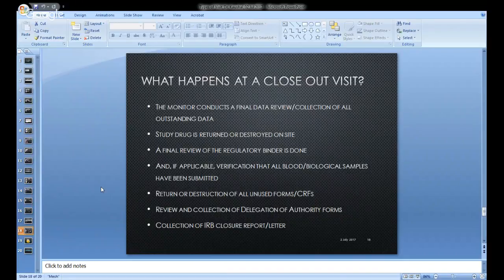Study drug is returned or destroyed on site. Now, what would you do for the study drug that was unused? Say, for example, the patient has to visit the site on a monthly basis, and the tablets are being given to them in bottles.